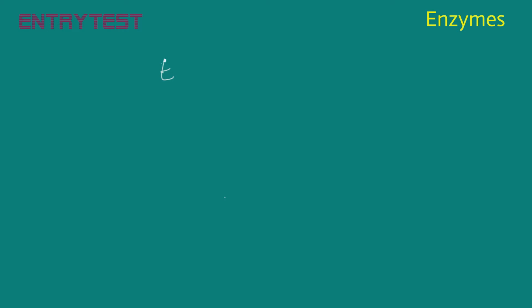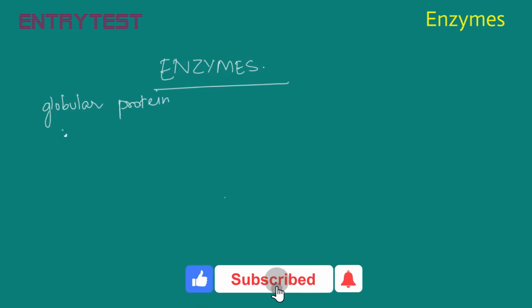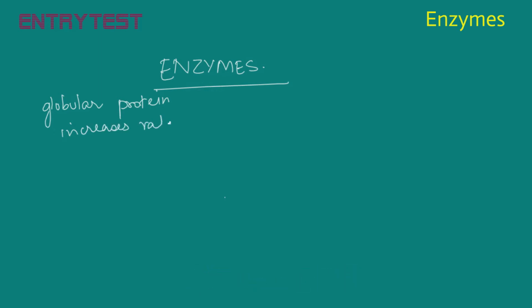So what we're going to cover in this video is enzymes, their structures and the different sites on them. So starting with an enzyme, what is an enzyme? An enzyme is nothing but a globular protein that increases the rate of biochemical reactions by lowering the activation energy threshold.